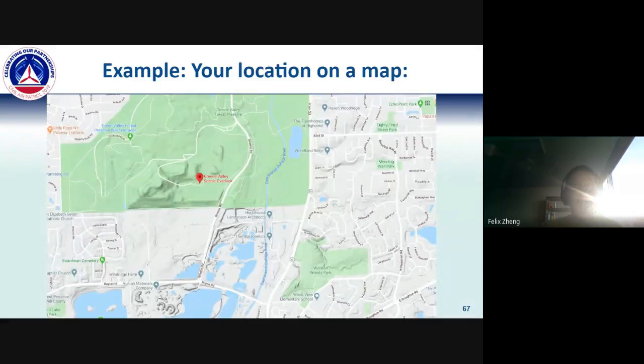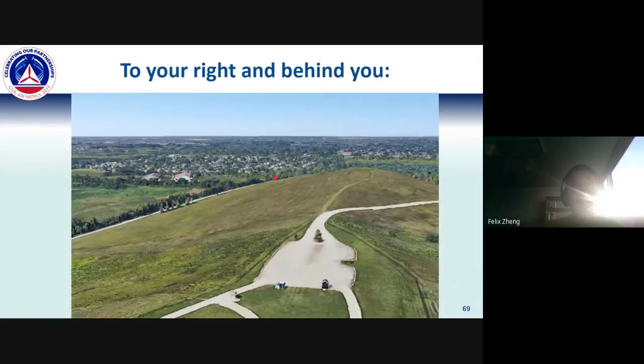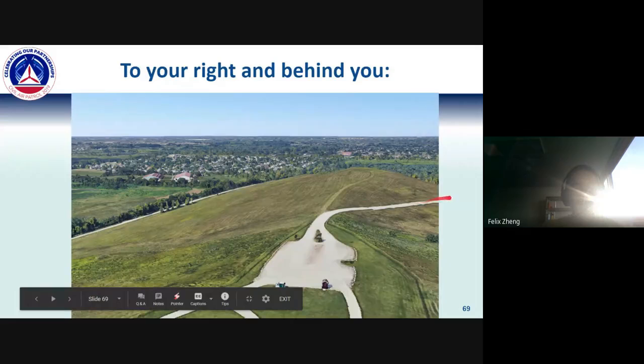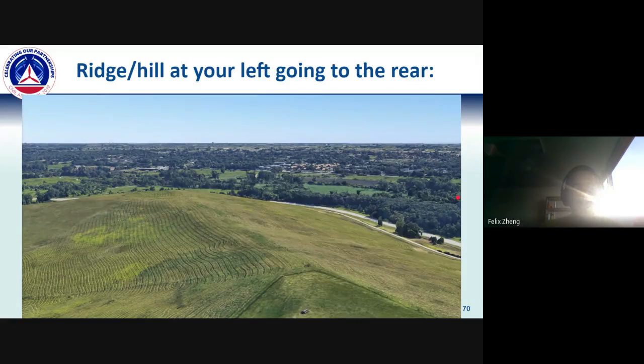Now here is another example. This is out in Illinois, in the Naperville area. You are given a map and you know your location. You're at the Green Valley Scenic Overlook. Now to the front, you see this view. You see some water over here, what looks like a quarry or something. To the right and behind you, you see a road leading away from you. And at your left and going towards the rear, you see a ridge and some other hills.